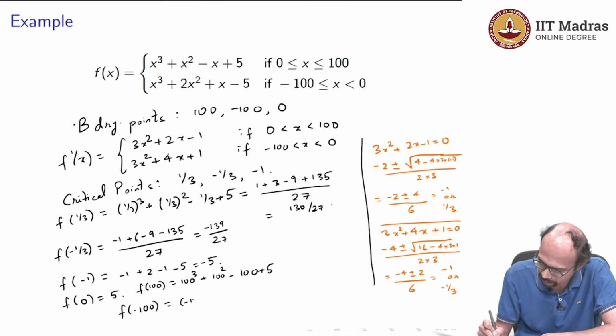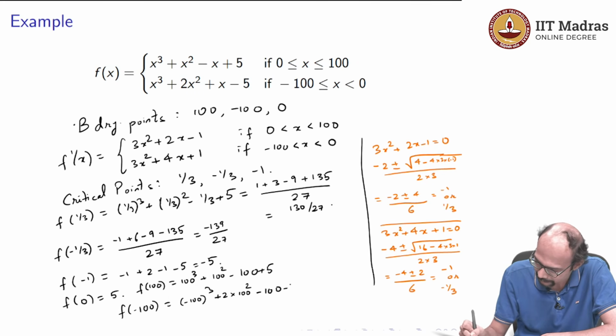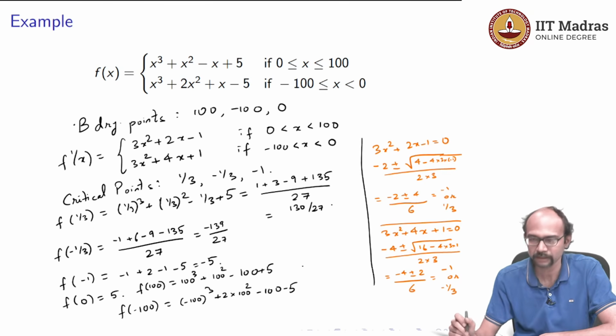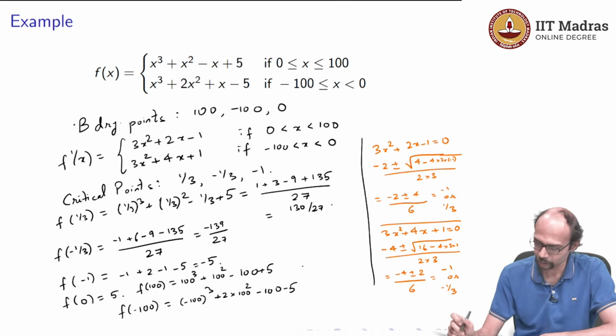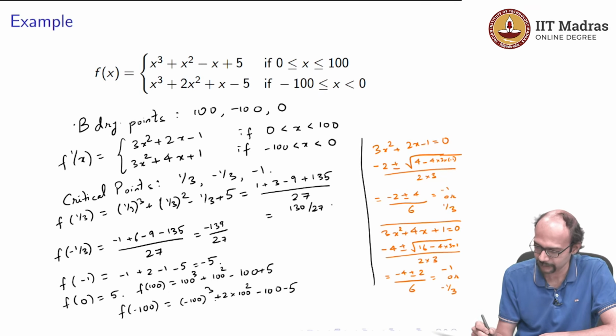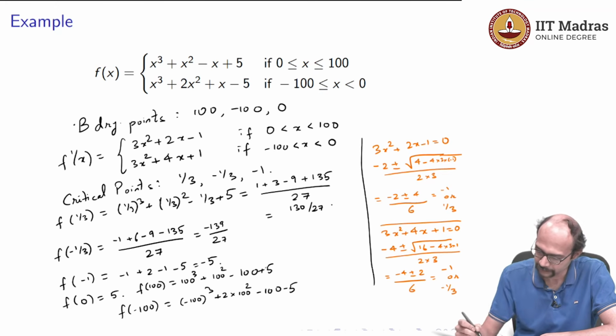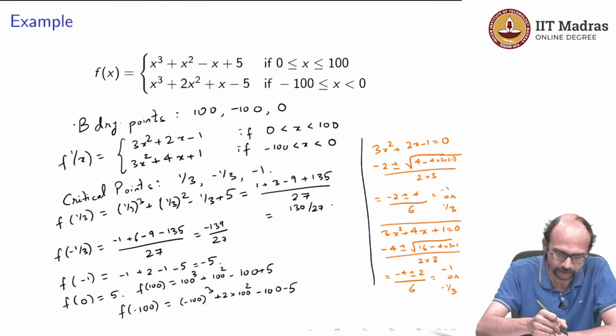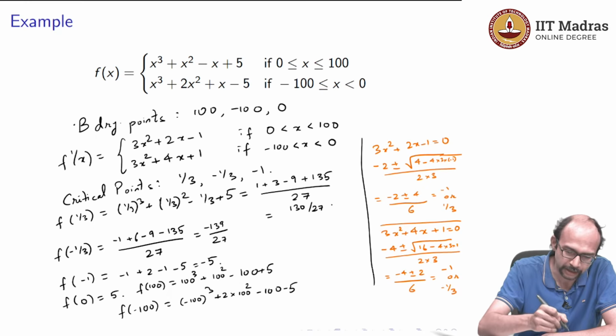and similarly if we have f of minus 100, then that is minus 100 cubed plus 2 times 100 squared minus 100 minus 5, again of the order minus 100 cubed. So, in absolute value this number is very large. So, with a negative sign it is the smallest number amongst all these, and so that gives us that this is the first one, which is 100 is a global maximum.